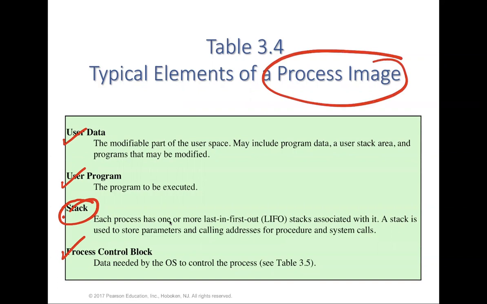As we defined before, user data is simply the modifiable part of the user space, which may include program data, the user stack area, and even programs that may be modified. A user program is simply the program to be executed. In the stack, we store the parameters and the calling addresses for procedure and system calls. In the process control block, we have all the attributes needed to define and to control the process, which we have addressed before.